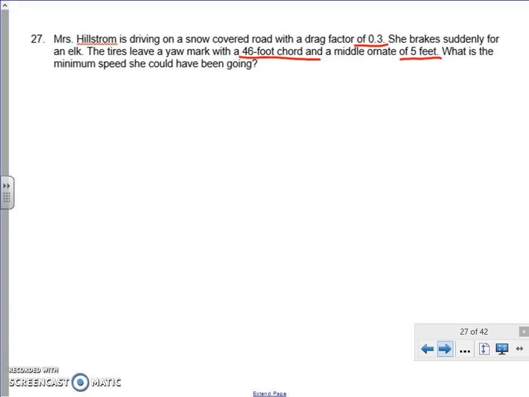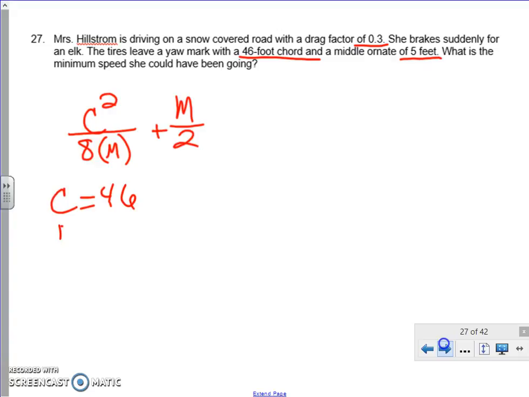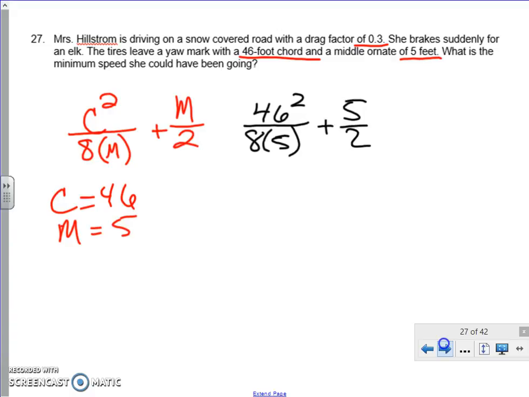So the first thing that you need to know is there are 2 formulas here. The first one, you are going to take the chord and square it, divide it by 8 times the middle ordinate, and then you're going to add to that the middle ordinate divided by 2. So the chord here is 46 and the middle ordinate is 5. So moving on, we get 46 squared divided by 8 times 5 plus 5 divided by 2. When I do that entire thing, I end up in the calculator with 55.4, and this is my radius.